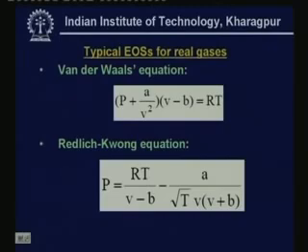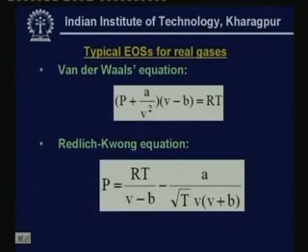The next equation of state is the Redlich-Kwong equation. If you compare, this is slightly different from the van der Waals equation. Here P is RT divided by V minus B, minus A divided by square root of T into V plus B. The form is slightly different, and we have introduced two new constants A and B, and similar to the van der Waals equation, these constants A and B are functions of the critical point and also the nature of the gas.